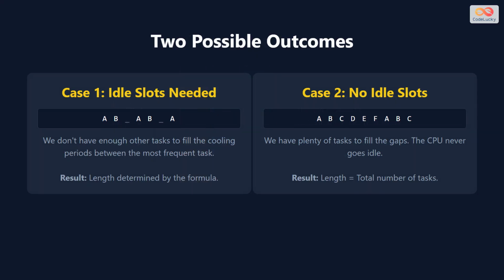There are 2 main outcomes. Case 1 is when we have many high-frequency tasks and not enough different tasks to fill the gaps. We are forced to have idle time. Case 2 is when we have plenty of variety. The gaps get filled completely, and the total time is simply the total number of tasks.